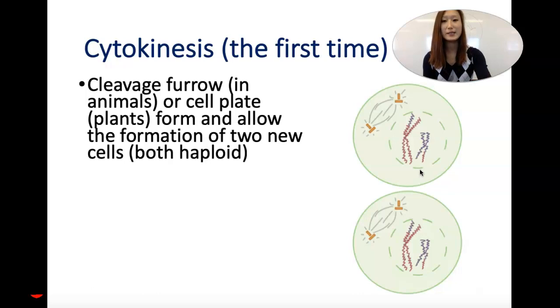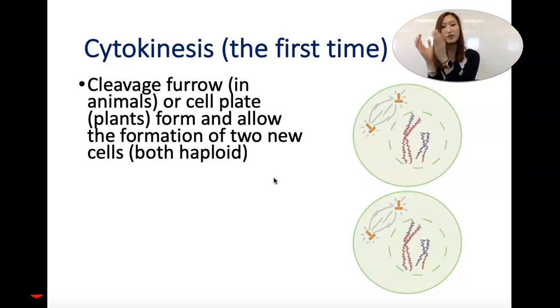So here's cytokinesis. The cleavage furrow, for animal cells, is where the cell membrane starts to cave in the middle so that we can divide the one splitting cell into 2 cells. Or the cell plate, which is a growing cell wall, for plant cells. The cleavage furrow or the cell plate forms to allow the formation of 2 new cells, and they're now both haploid. How did we go from diploid to haploid?